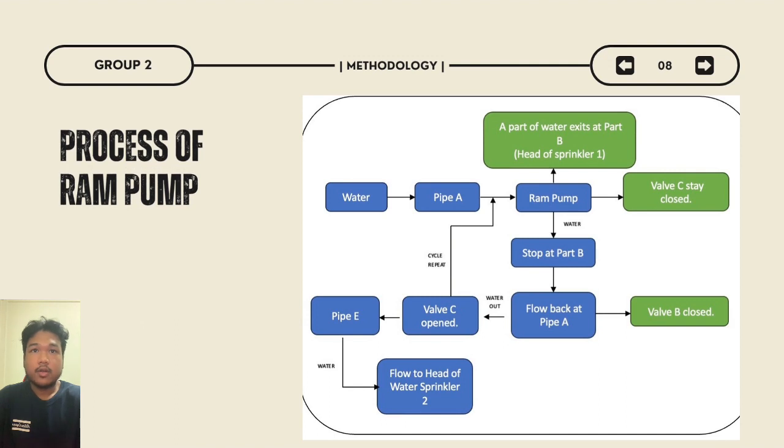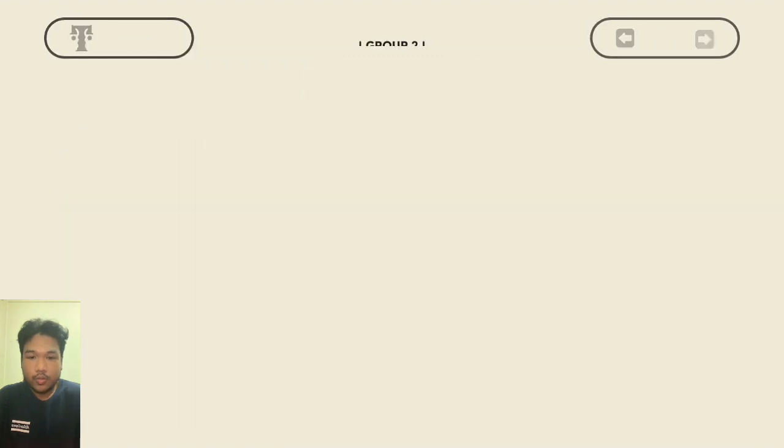For the next slides, we include a picture of the process of the ram pump, which is from the water to pipe A to the ram pump, and then to the stop at part B, flow back at pipe A, valve C opens, pipe E, and flows to the head of the water sprinkler. Thank you.